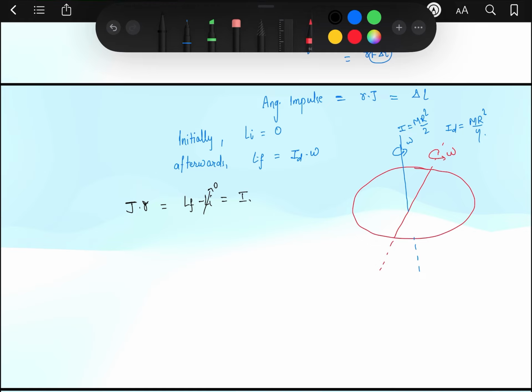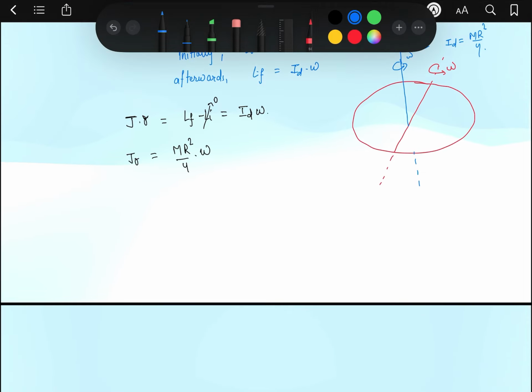Iω. Okay, and Jr will be equal to what? The value of I is m r square by 4 into omega. Okay, so now substituting all the values here, the value of J is root under pi by 2 into 10 to power minus 2, and the value of r is 2 by 3 centimeter. In meters it will be 2 by 3 into 10 to power minus 2.